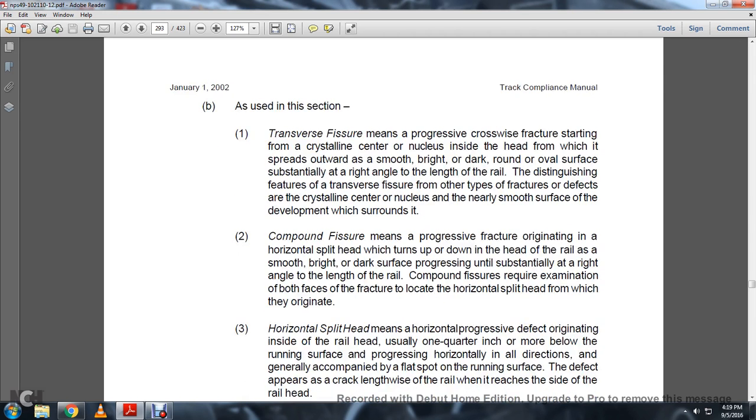2. Compound fissure means a progressive fracture originating in a horizontal split head, which turns up or down in the head of the rail as a smooth, bright, and dark surface, progressing substantially at a right angle to the length of the rail.